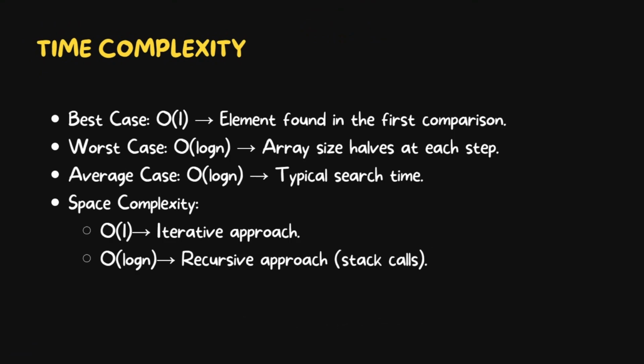Let's break down the complexity of binary search. For the best case, it is O(1) if the element is right at the middle, so the element is found in the first comparison. The worst and average case is O(log n). For the worst case, the array size halves at each step. For the average case, it is the typical search time.